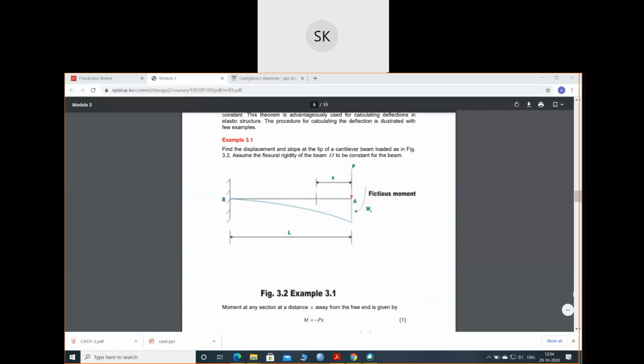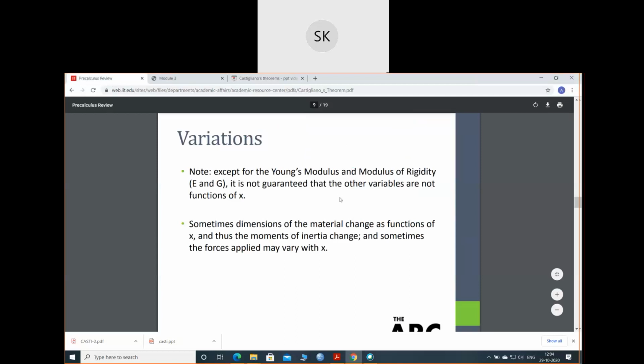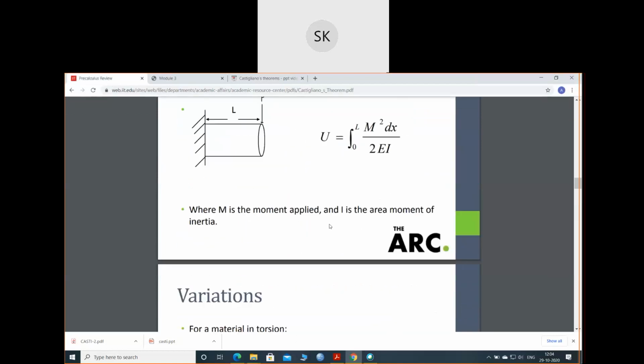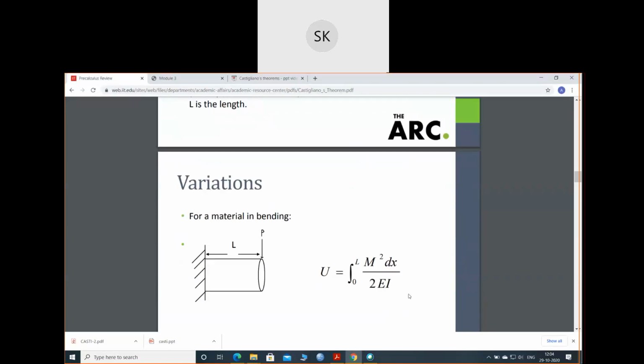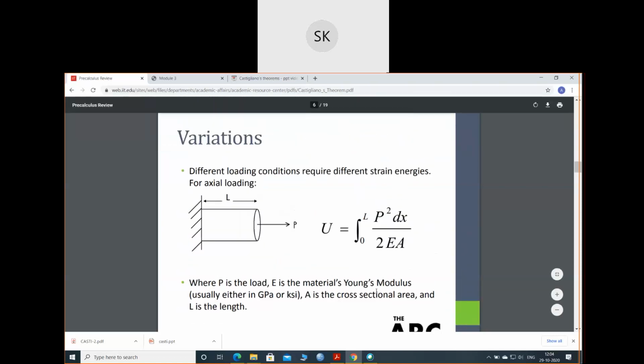So this is how you have to solve the slope deflection equation by Castigliano's theorem like this. You should know the strain energy formula for different conditions, for bending, for torque, as we have discussed here. For torsion, this will be your strain energy. For bending, this will be your strain energy, M square dx by 2EI. And this will be the general strain energy equation for loading.